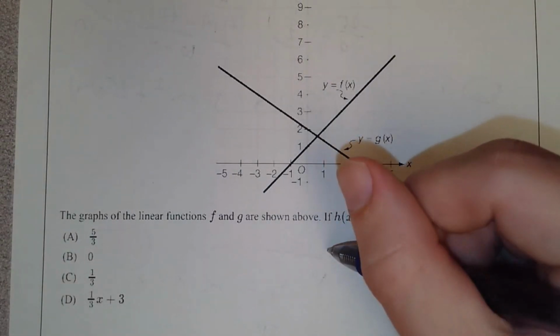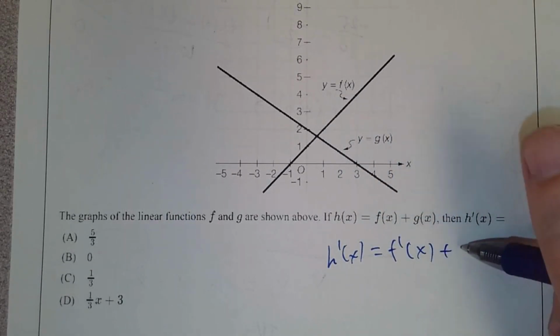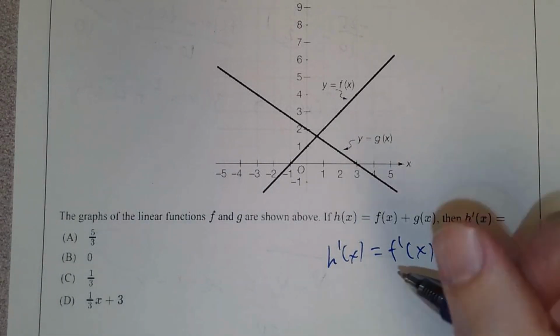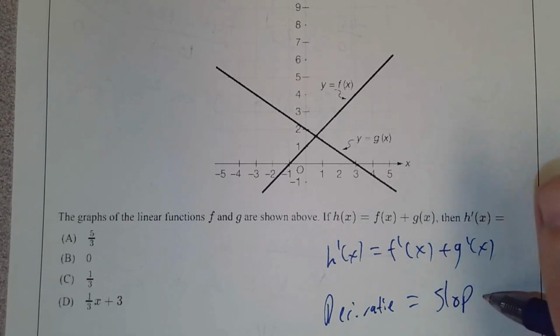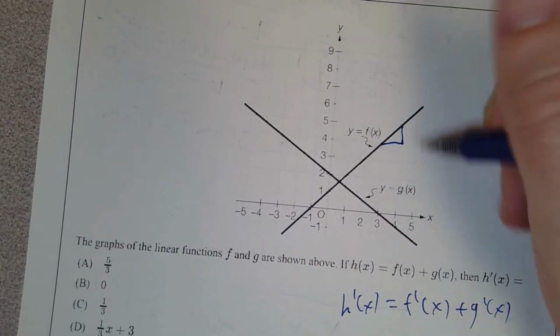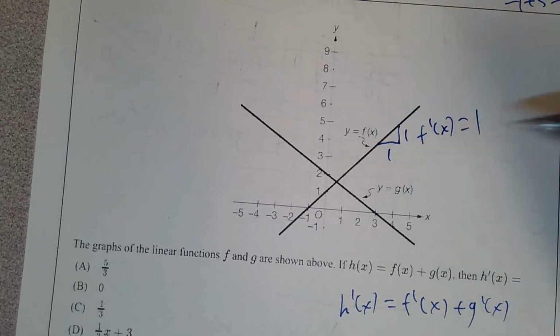x equal? Well, the derivative of h of x is just equal to the derivative of f of x plus the derivative of g of x. So remember, derivative equals slope. Now, since these are lines, the slope is the same at every point, and you can see rise over run right here. The derivative of f of x is 1, because the rise over run is 1 over 1.